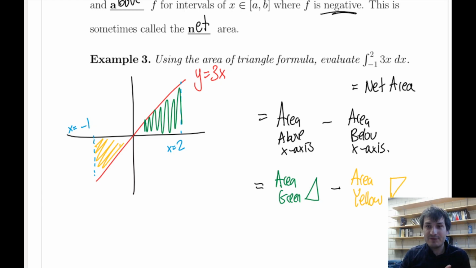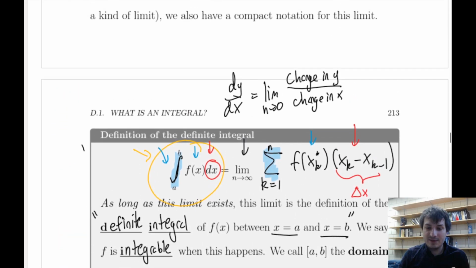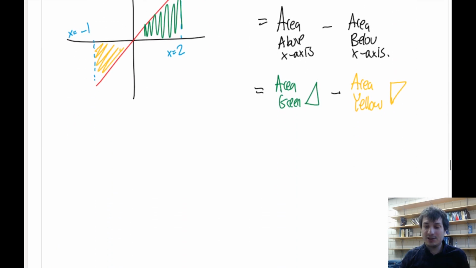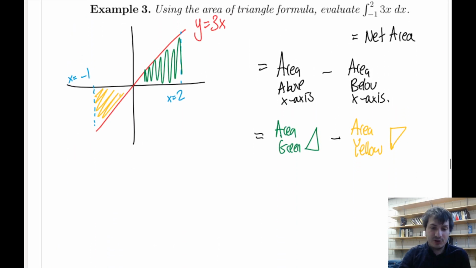And this really comes from the definition of the limit. In the definition of the integral, we took the value of f. And if f is negative, you're not doing area, you're doing negative area. That is why you get this net area formula. So what is it in this case?